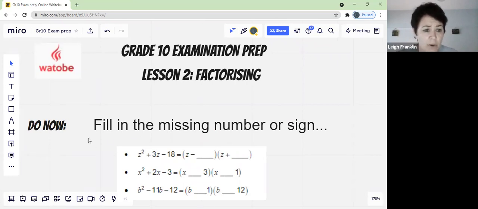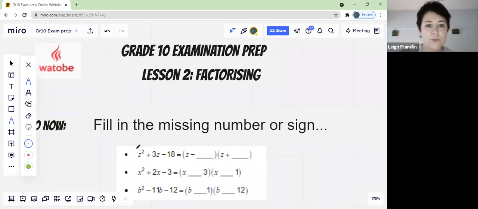As far as filling in the missing number or sign was concerned, Megan, you don't have to unmute your mic. You can pop it into the chat. What did you put in the first bracket over here, Megan? So Z minus what? What did you have in brackets? You feeling shy, Megan? Okay, lovely answer. Megan says Z minus 6, Z plus 3. Now, do we agree with Megan or not? Who agrees with Megan? Who thinks that's the right answer? You agree with her, Namusa. Okay.